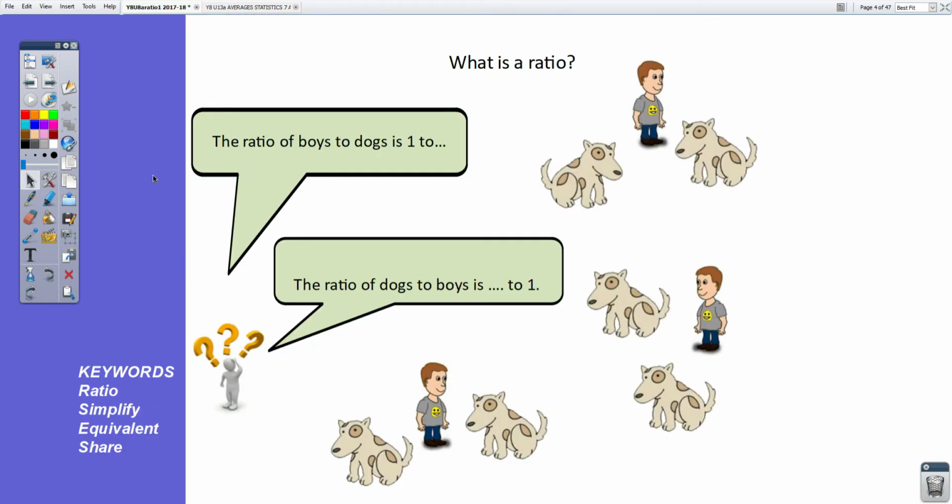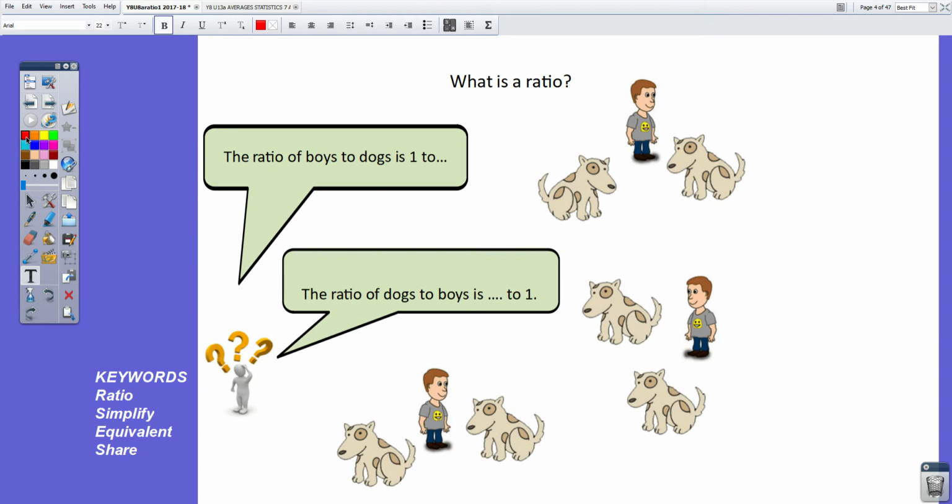First of all, what is ratio? I need to look at this for a moment. The ratio boys to dogs is 1 to whatever, and the ratio of dogs to boys is something to 1. Well, first of all, we've got more boys than 1 and we've got more dogs than 1. So let us count up the number of boys that we've got. We've got 1, 2, 3 boys. So let's write that down. We've got 3 boys.